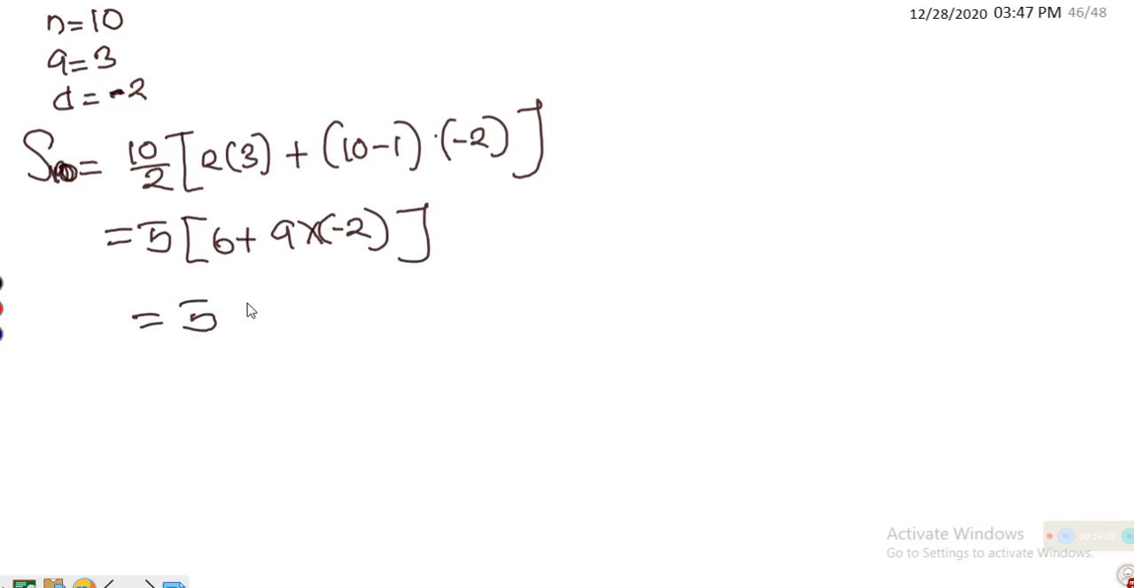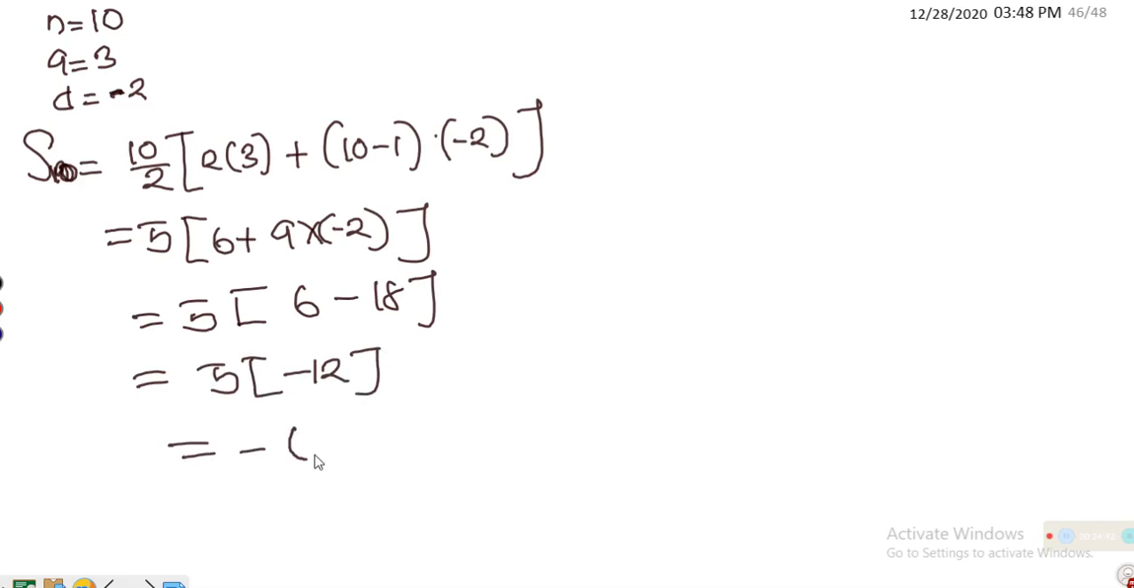So this is 5 into 6 minus 18. So this is 5 into minus 12, and this is minus 60. So S10 is minus 60.